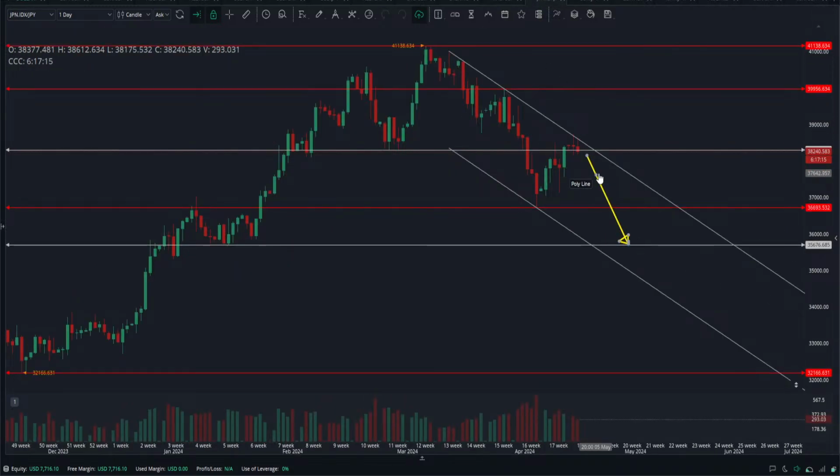Nikkei, we are expecting lower prices. 36,693 is what I'm expecting in this one. Anything lower than that will open up the way for 35,676. Anything lower than that will open up the way to 32,160, which I am expecting in the coming time here. The resistance is dynamic in nature, which will be provided by this falling channel, and the horizontal level of resistance is sitting at 39,956. Please keep these levels on your chart so that you can plan your trades accordingly.